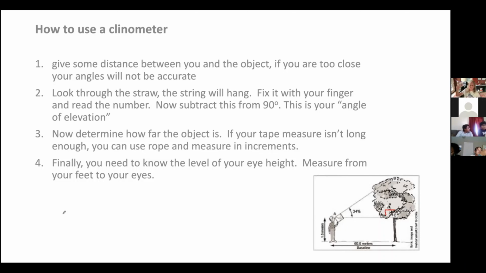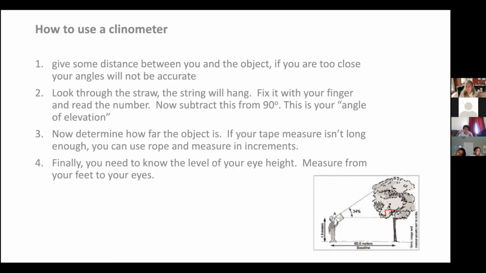So what this is, you're going to look at it like through a periscope, and you want some distance. You don't want to be close. What you're doing, you can see down. For this example, you've got a guy who's looking through the clinometer. He's trying to measure the height of a tree.